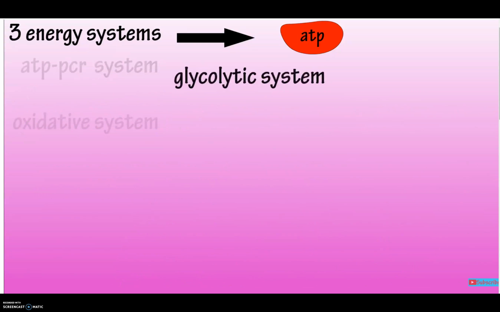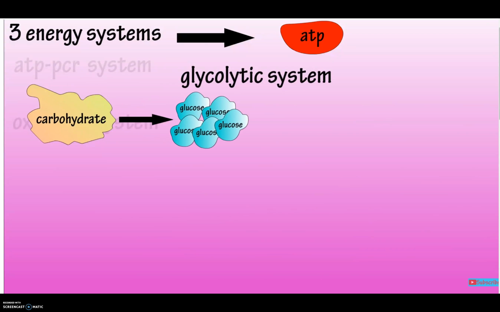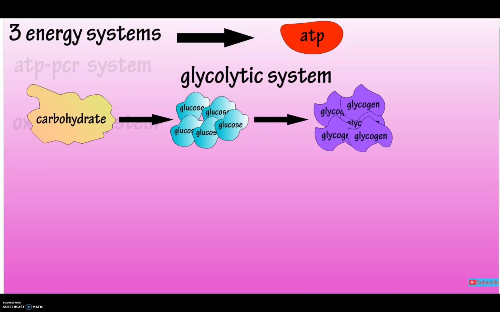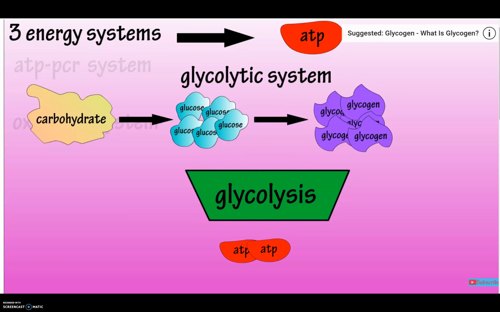Next, energy demands shift to the glycolytic system. This system relies on the rapid breakdown of carbohydrates. Glucose, which is one of the most basic forms of carbohydrates, is constantly circulating in the bloodstream, and glycogen is a stored form of glucose in the muscles and liver. This blood glucose, or glycogen, is broken down to create ATP through a process called glycolysis.